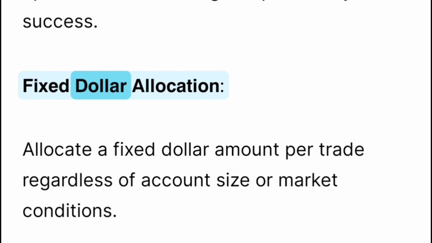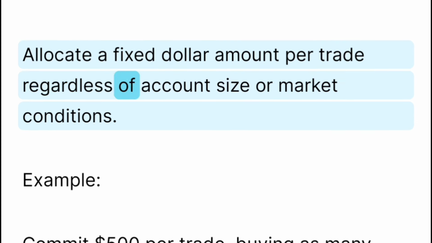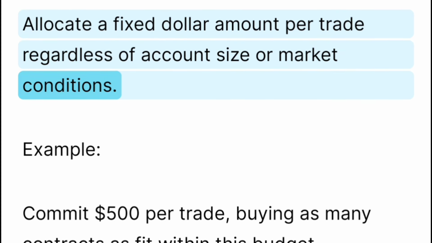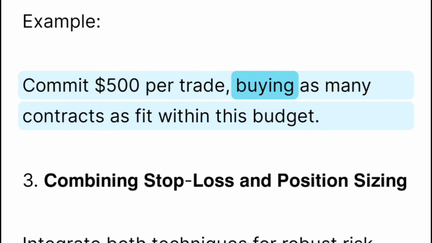Fixed dollar allocation. Allocate a fixed dollar amount per trade regardless of account size or market conditions. Example: commit $500 per trade, buying as many contracts as fit within this budget.